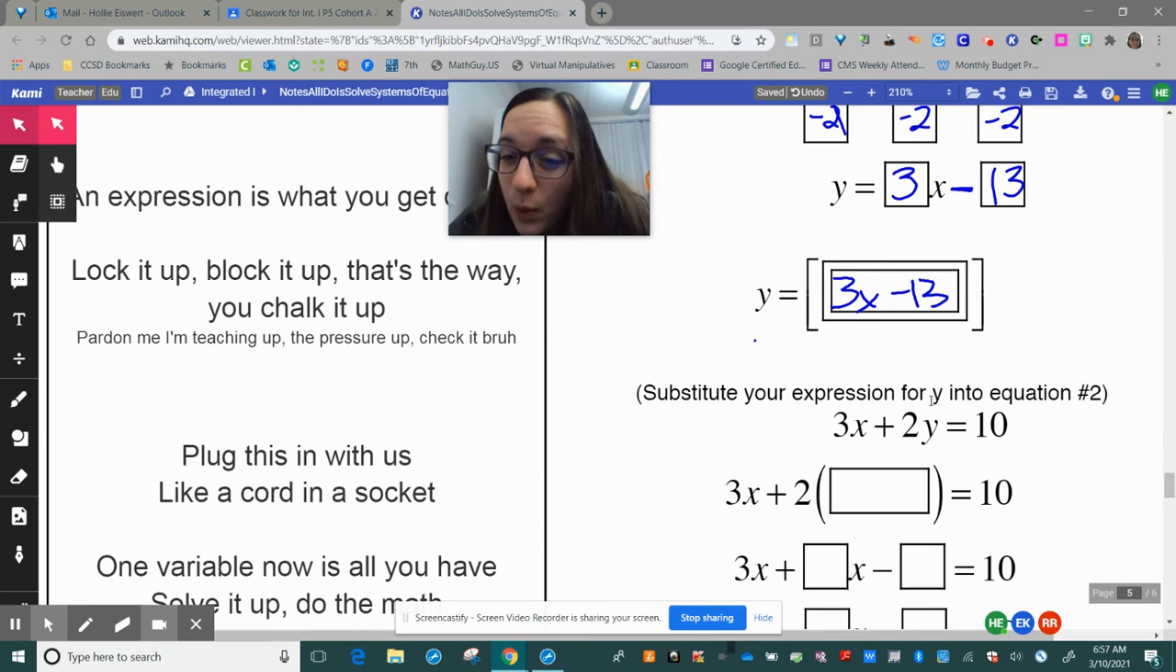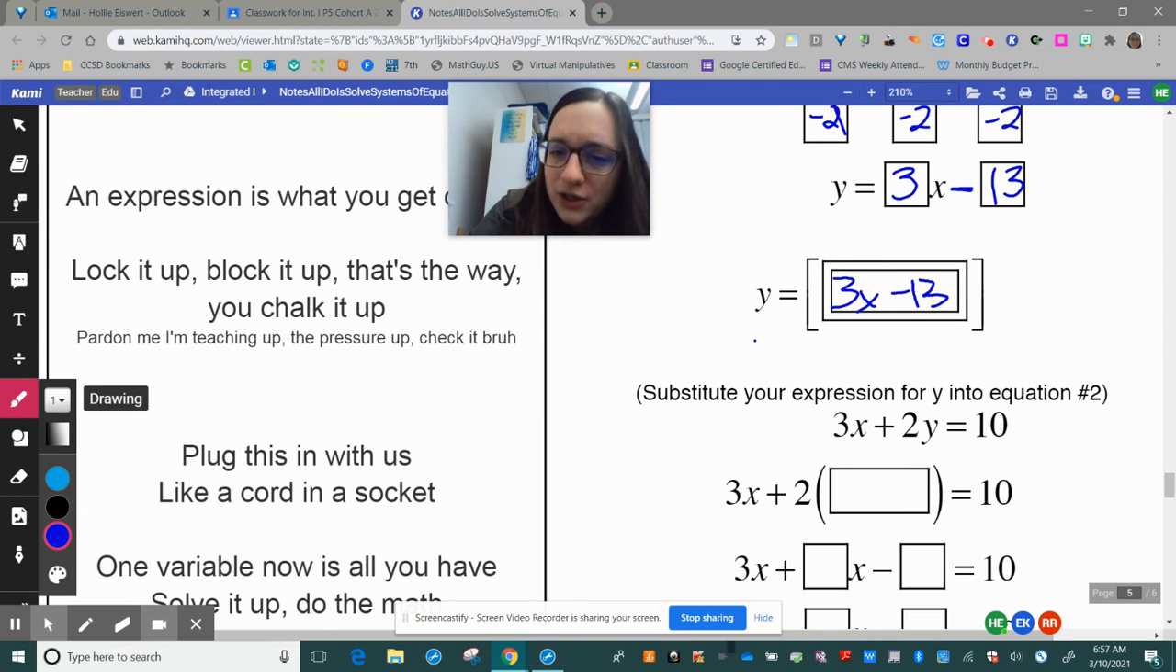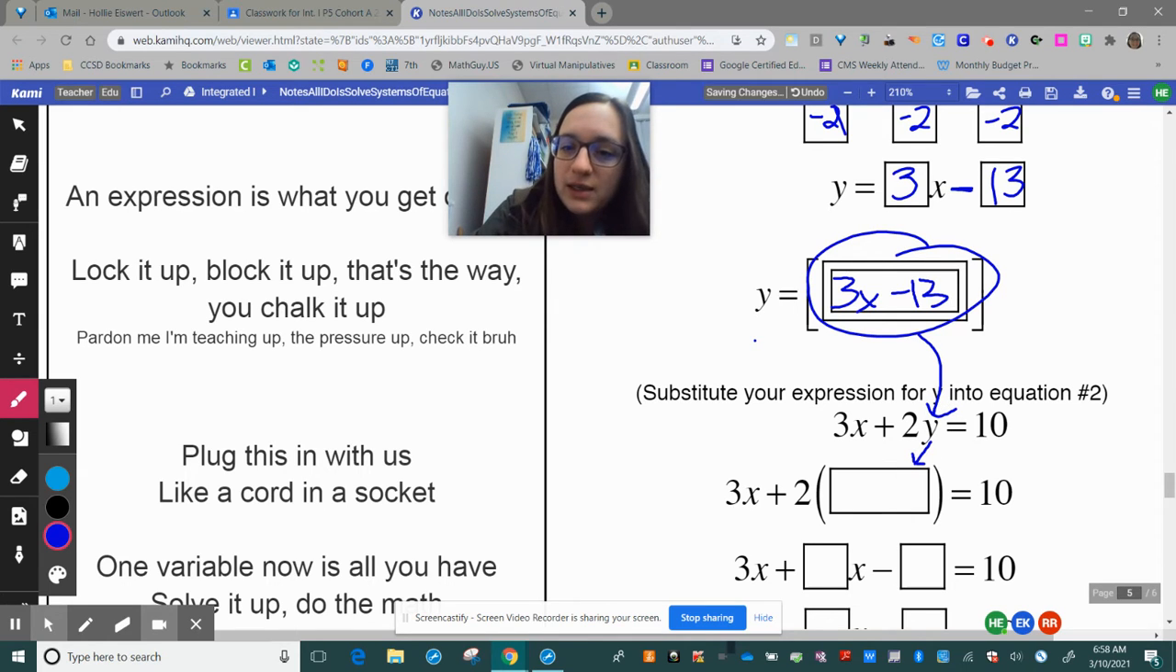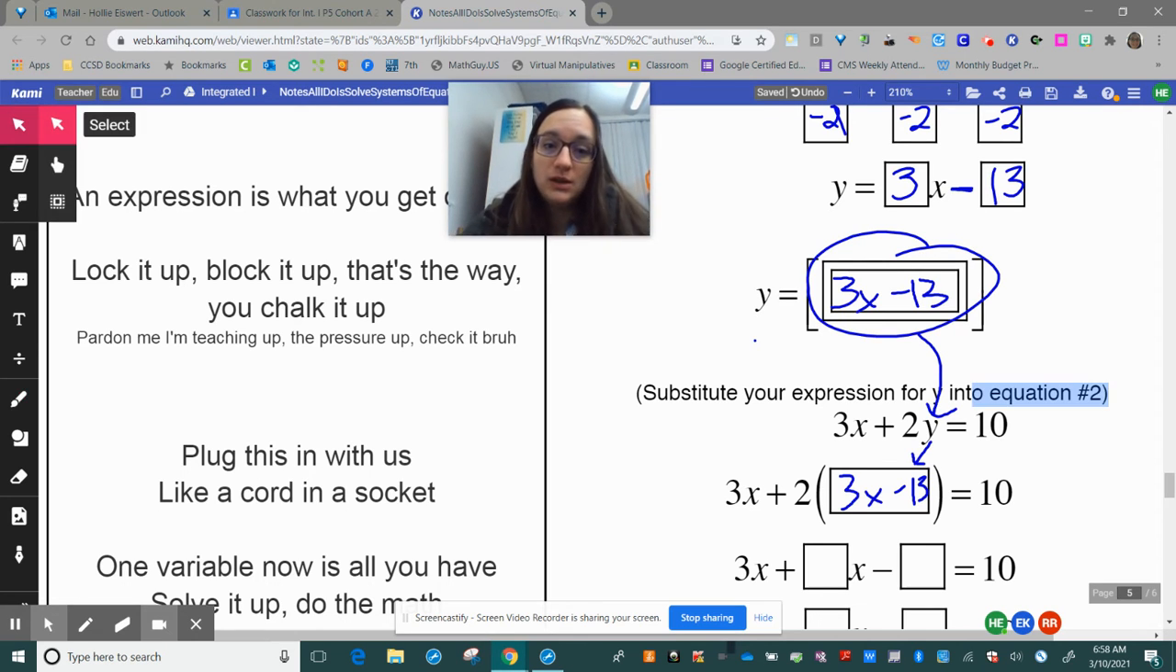Well, we put it where the y is in equation number 2. So in our second equation, 3x plus 2y, instead of y, we're going to put this entire expression in for y. So I'm going to put it right there. All right, so we have our 3x plus 2, and instead of y, we open up parentheses and put that 3x minus 13 in there. Hence our substitution method. We just substituted an entire expression into another equation. Woo! Parentheses will be helpful so you can see the distributive property.